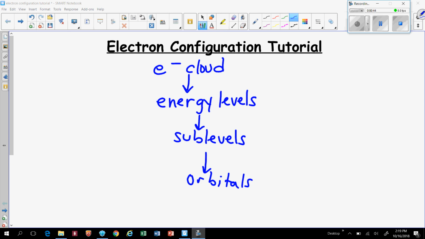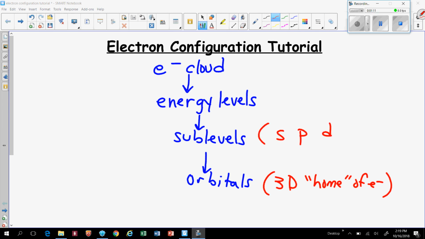Okay, remember that the orbitals are essentially the three-dimensional region that's the home of the electron. It's where the electrons are actually roaming around. They're not considered to be in orbits like in Bohr's planetary model. They can move anywhere within an orbital that they want, but they're not necessarily orbiting the nucleus like planets around the sun. Our sublevels, again, which are made up by orbitals, are referred to as S, P, D, and F.